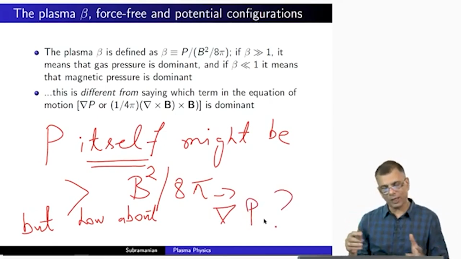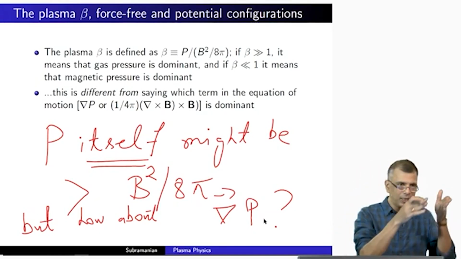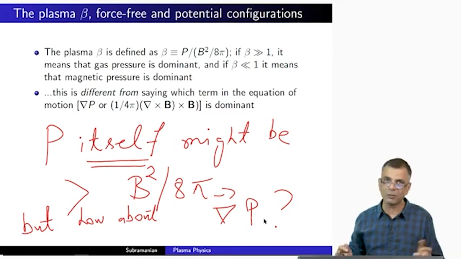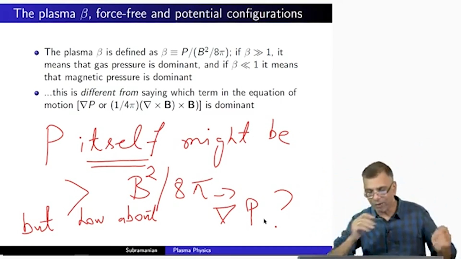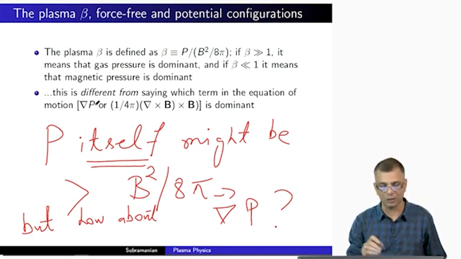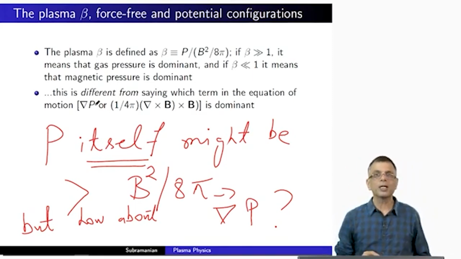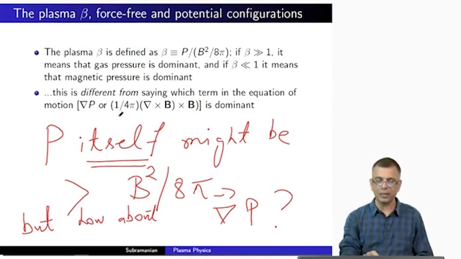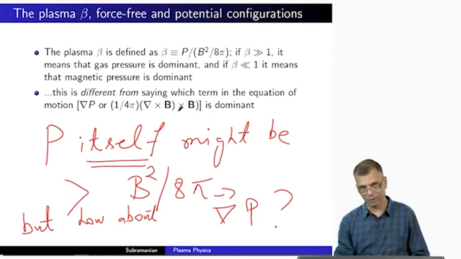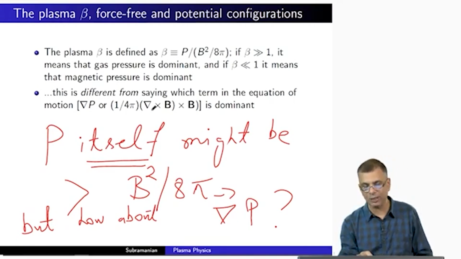P itself might be larger than B squared over 8 pi, but if for instance the P is not varying much with distance, if the P at a certain x is the same as the P at another x, then the gradient of P is very small. So, P itself might be large, but if the gradient of P is small, that means in the force equation, you remember it is gradient of P which appears, not P, right. So, simply because the plasma beta is large, that does not mean that you can neglect the Lorentz force term in the force equation. Okay. In the force equation, what matters is gradient of P and this thing, curl B cross B.